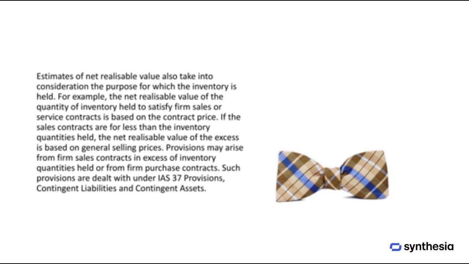Estimates of net realizable value also consider the purpose for which the inventory is held. For instance, the net realizable value of inventory held to fulfill firm sales or service contracts is based on the contract price. If the inventory quantity exceeds the amount required by these contracts, the net realizable value of the surplus is determined using general selling prices. Provisions may arise when firm sales contracts exceed available inventory or from firm purchase contracts, and these are accounted for according to IAS 37, Provisions, Contingent Liabilities and Contingent Assets.